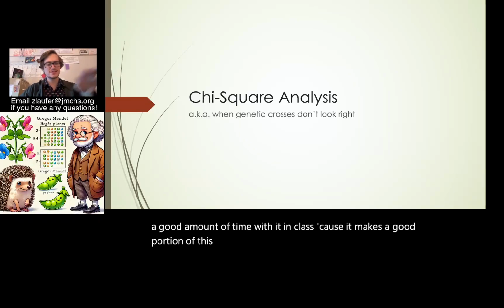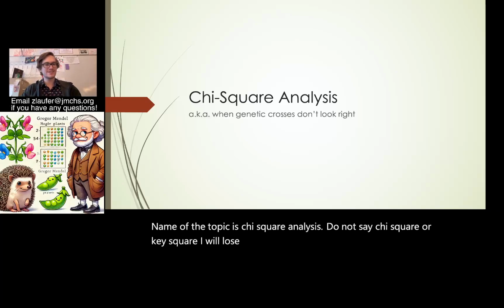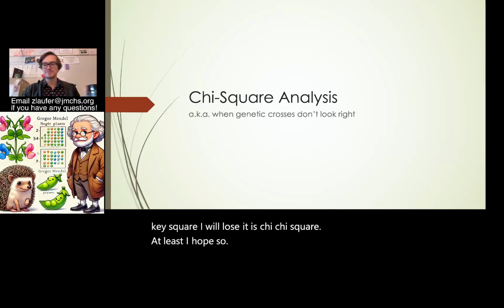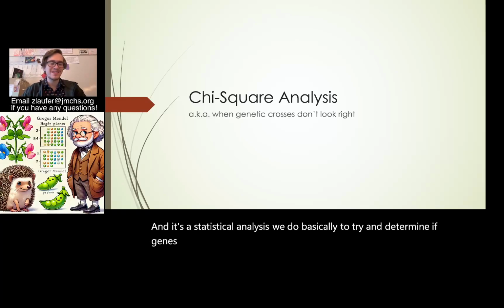The name of the topic is chi-square analysis. Do not say chi-square or chi-square. I will lose it. It is chi-square. At least I hope so. And it's a statistical analysis we do basically to try and determine if genes are following Mendelian inheritance rules or not. So I've titled it as AKA When Genetic Crosses Don't Look Right.